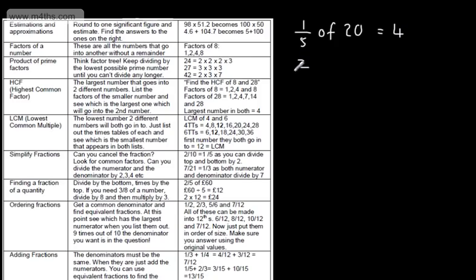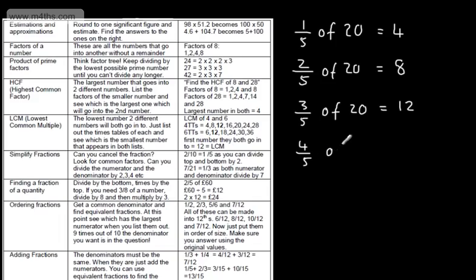Therefore, if I had 2/5 of 20, I'm going to now simply multiply this answer by 2, and that would give me 8. 3/5 of 20, we find 1/5, and then multiply our answer by 3, and that would give me 12. If we look at 4/5 of 20, we're going to end up with 16, and quite clearly 5/5 of 20 is going to be 20, as 5/5 is just 1. So that is how we can work this out.